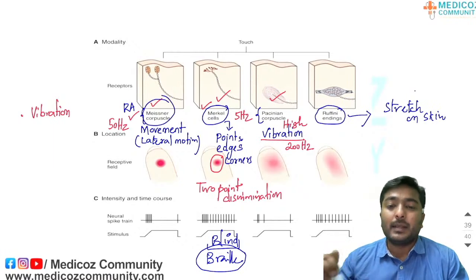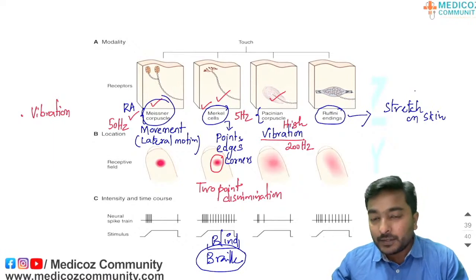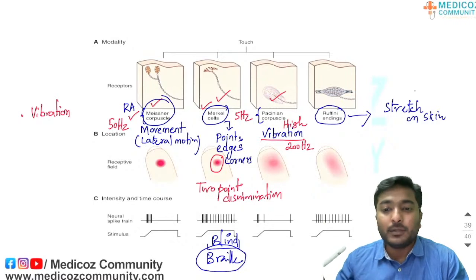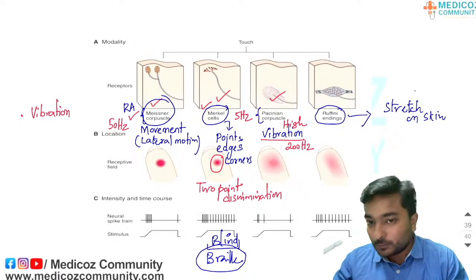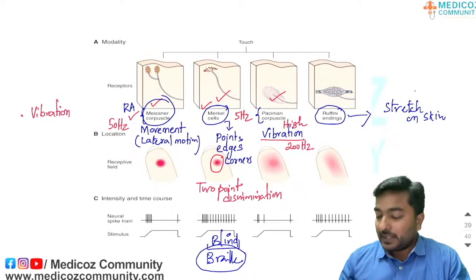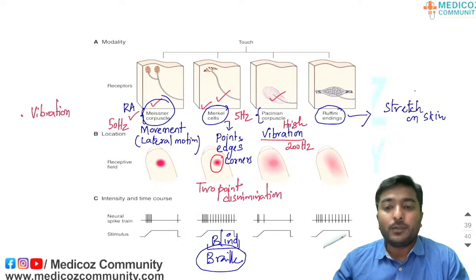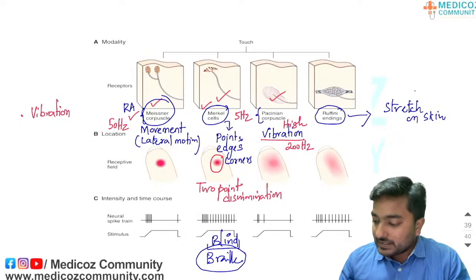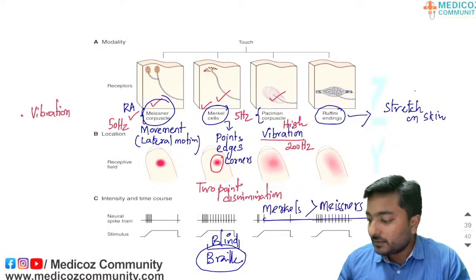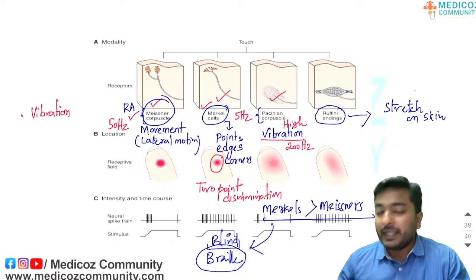Meissner's corpuscles, because the movement of the finger is also involved. We know that if movement is involved, Meissner's also gets activated, because the best stimulus for Meissner's is movement, lateral motion. But if two options are there, first Merkel's, second Meissner's, you have to choose Merkel's over Meissner's. This is the best answer for blind persons.